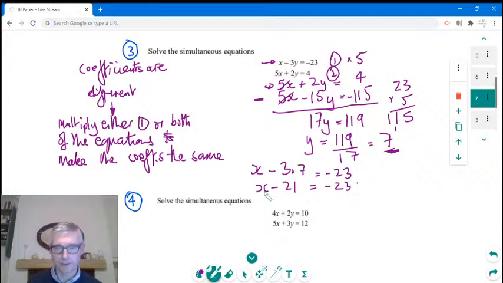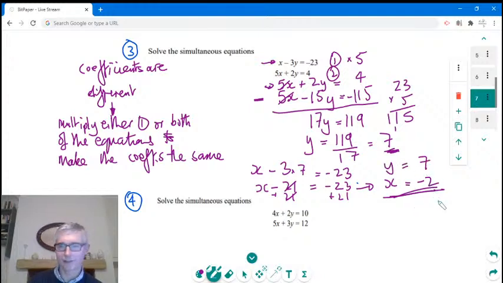And if I add 21 to both sides, the 21's cancel out there. I'll end up with x equals minus 23 plus 21, which is going to equal minus 2. So there are my two answers. I've got y equals 7, and I've got x equals minus 2.